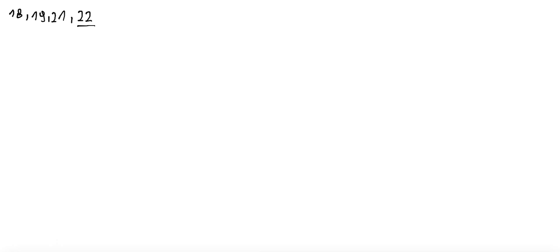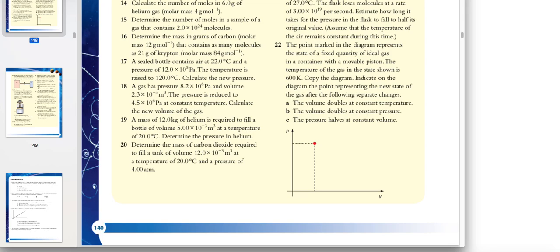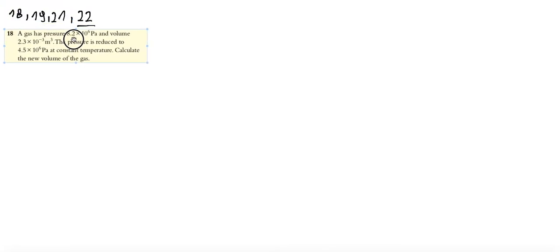Okay, so let's start with exercise number 18 in your Tsokos. I'm going to copy exercise number 18 to the screen here. A gas has a pressure 8.2 times 10 to the power of 6 pascals, volume 2.3 times 10 to the power of minus 3 meters cubed. The pressure is reduced to the given value at constant temperature. Calculate the new volume of the gas.